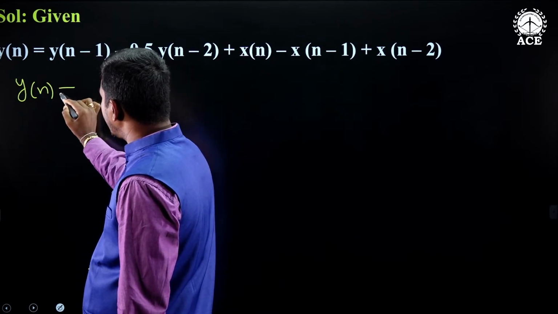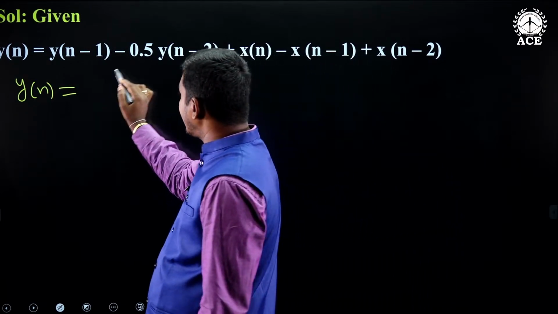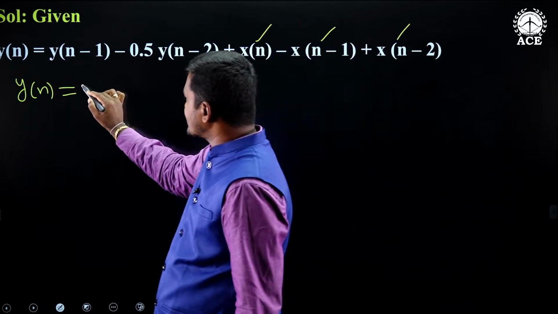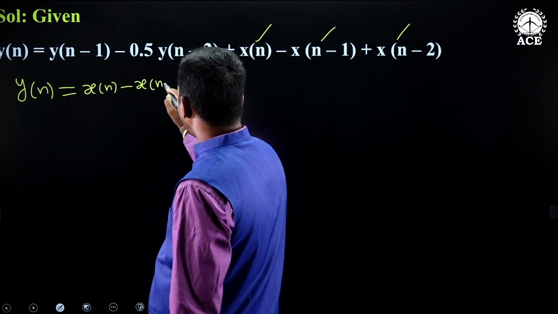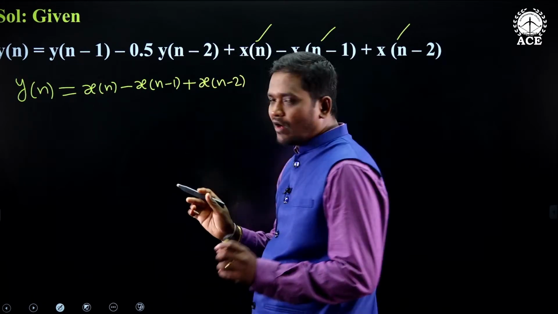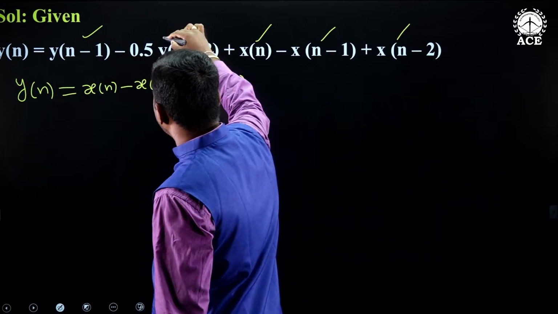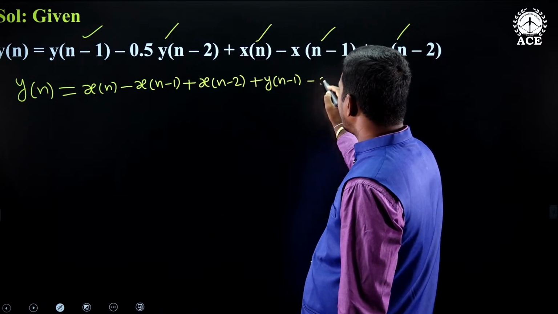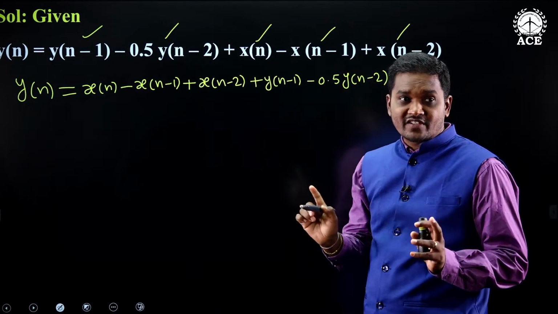On the LHS it should always be y of n. After that, first you have to write the x terms. Only write the x terms. What x terms are there? These are the 3 x terms. Write the x terms first: x of n minus x of n minus 1 plus x of n minus 2. X terms are over. Whatever x terms are there, first write all the x terms. After that, write the remaining y terms. These are the remaining y terms: plus y of n minus 1 minus 0.5 y of n minus 2. Okay? Yes. This is the first step.